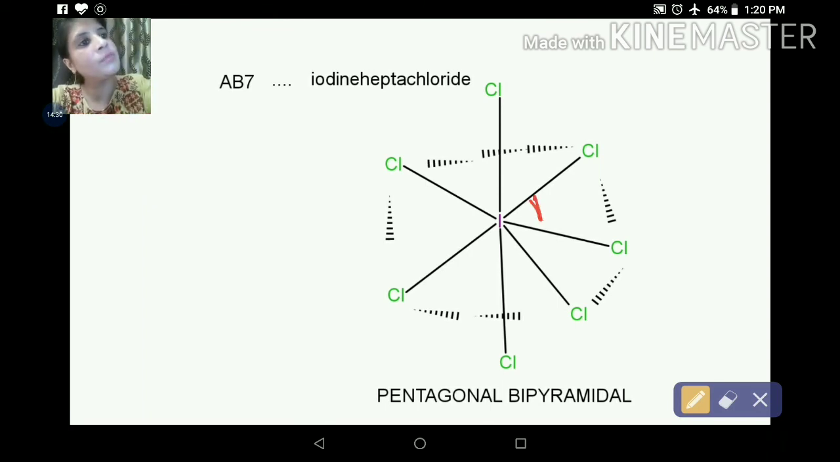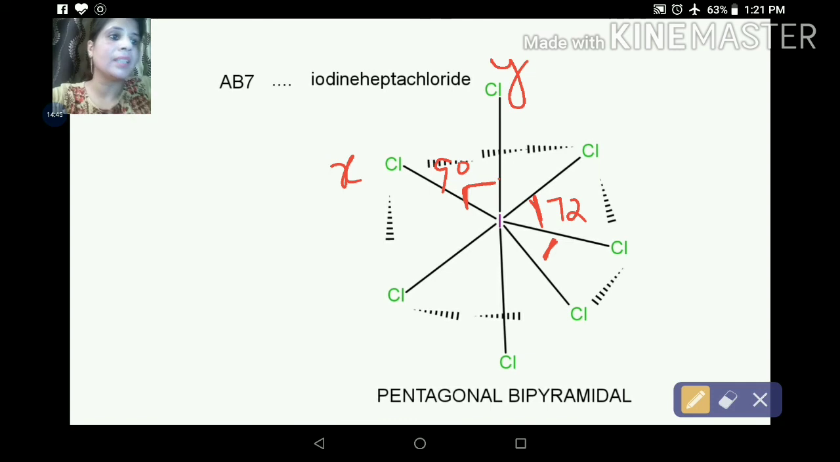The atoms which are in plane are all at a bond angle of 72 degrees, and for the atoms which are out of plane, suppose this is the Y atom and this is the X atom, their bond angle will be 90 degrees, and the geometry here is pentagonal bipyramidal.